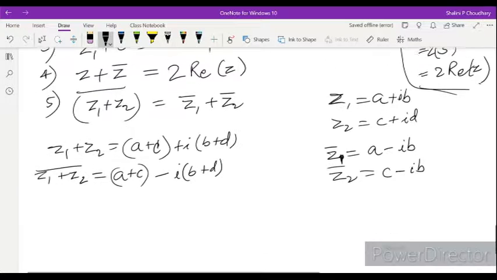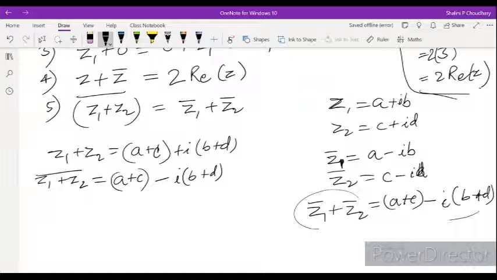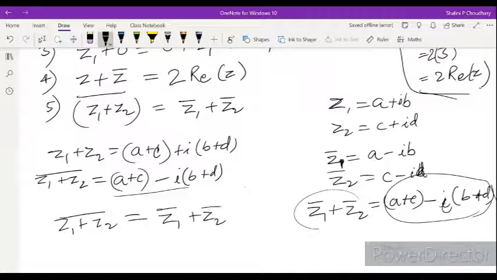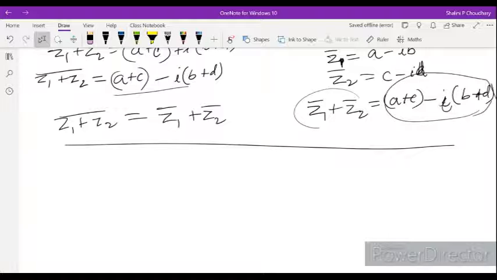Okay, now here if we take this one, z1 plus z1 bar plus z2 bar, it will be equal to a plus c as it is, minus, we'll take common b plus d. So basically we are getting the same thing, a plus c. This way we can say that z1 plus z2 whole bar will be equal to z1 bar plus z2 bar. So these are the properties of addition of complex numbers.